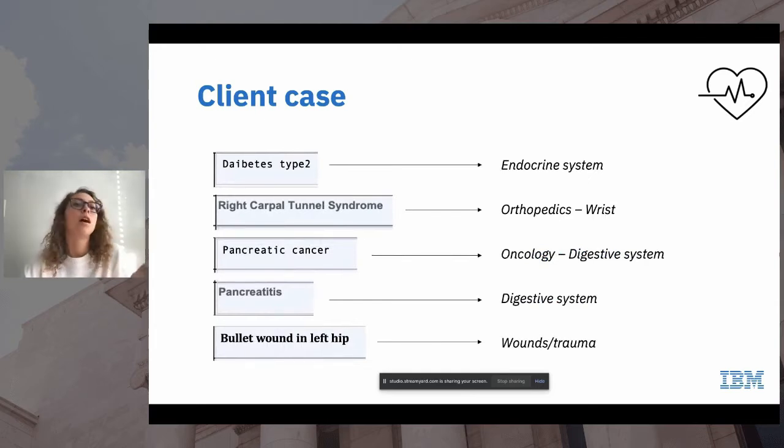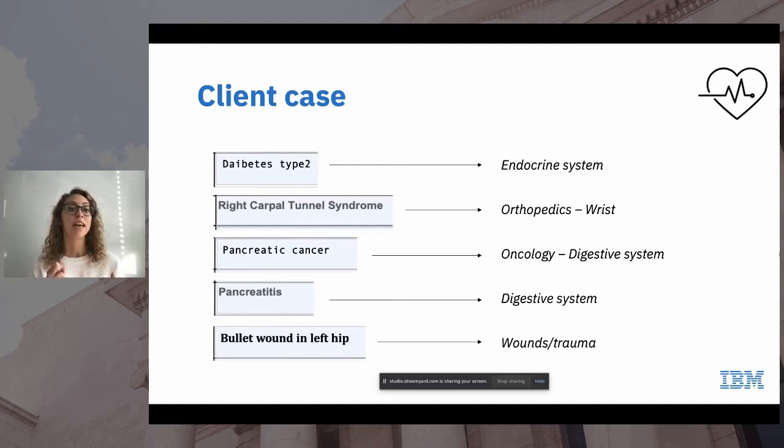So for some examples, we can see diabetes affects the endocrine system. Carpal tunnel is a wrist condition, so that goes to orthopedics, wrist. Pancreatic cancer is cancer, so it's going to be oncology, but the pancreas is part of the digestive system, so it's oncology, digestive system. On the other side, we have pancreatitis. Your pancreas is still your digestive system, but it has nothing to do with cancer. So you can see how we have some really thin lines between the categories.